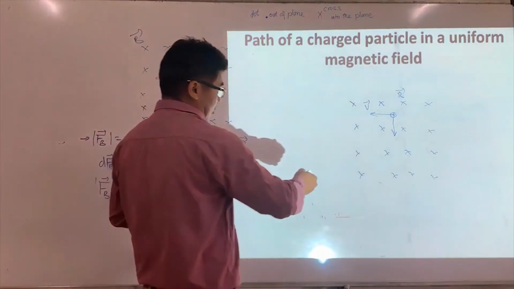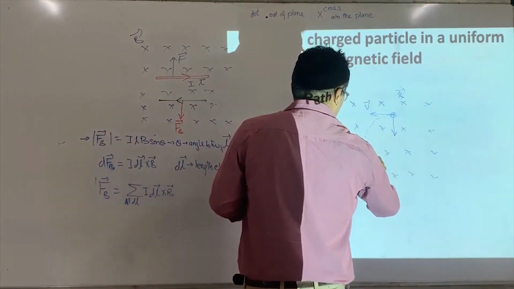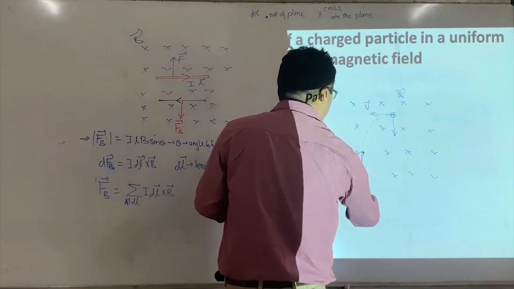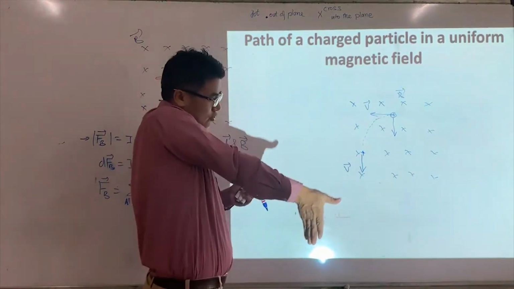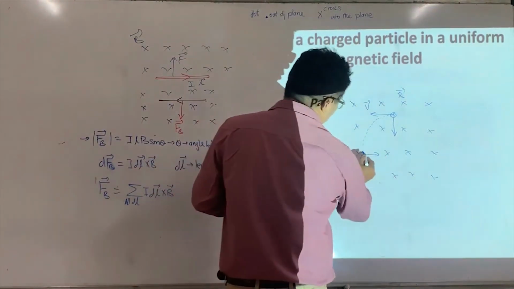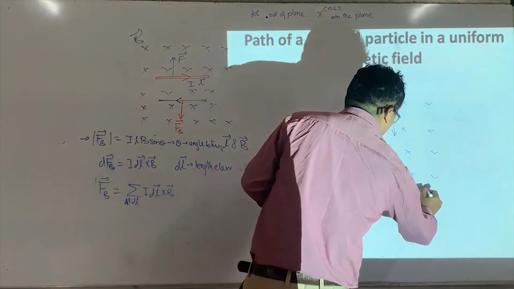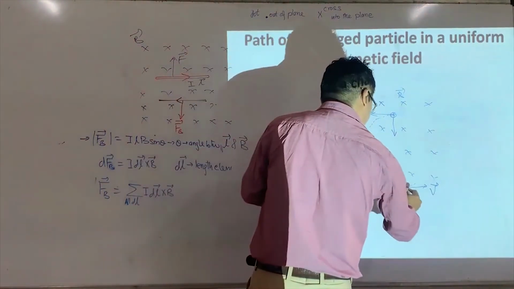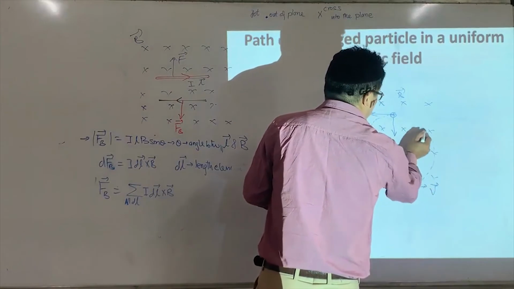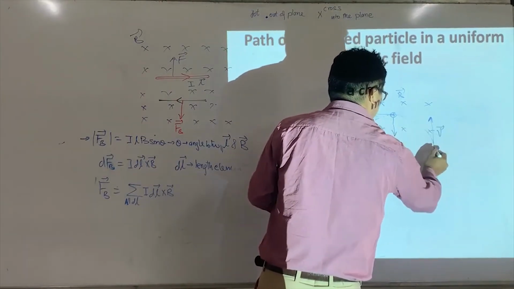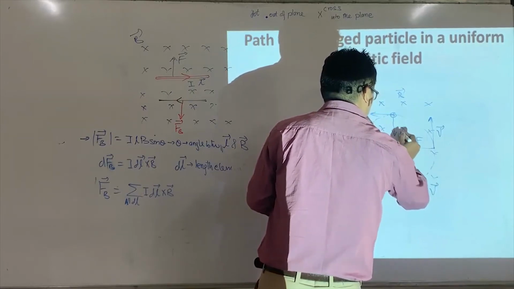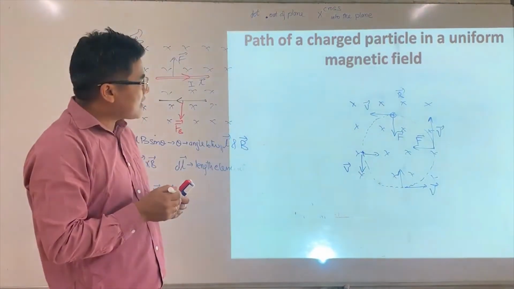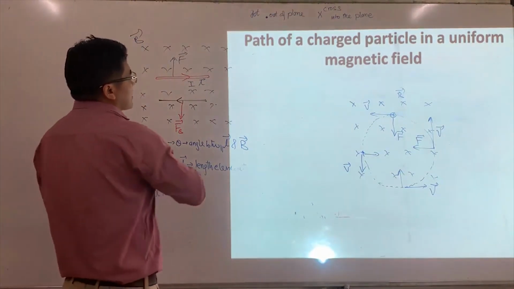That means this charged particle goes around a circular path. When the charged particle reaches here, the direction of velocity is this, and there would be a force like this. When it reaches here, the direction of velocity is this, and the direction of force would be up. So this undergoes a circular path.